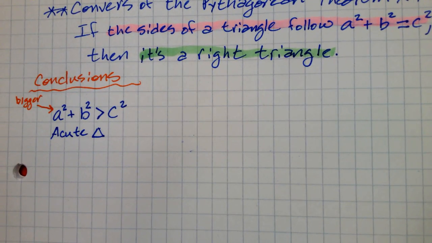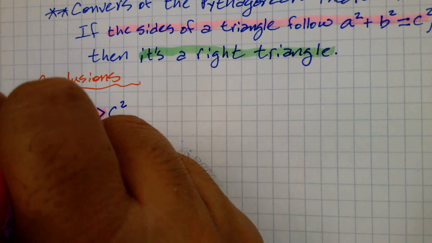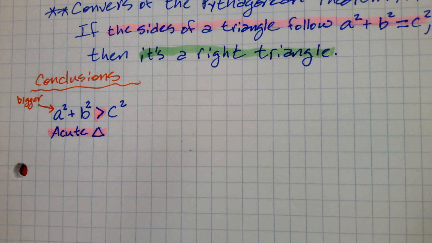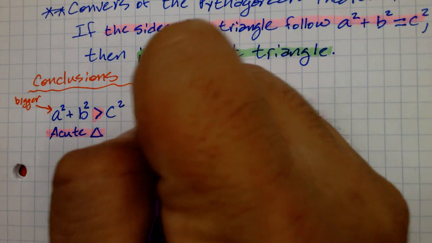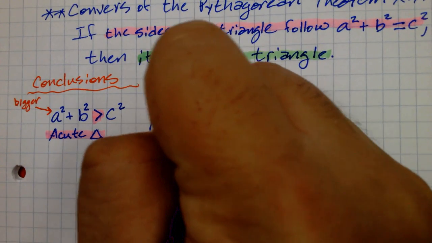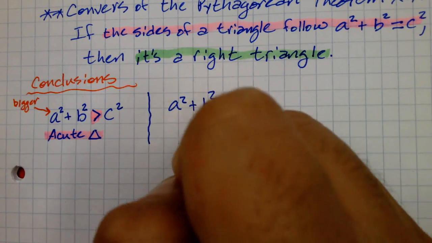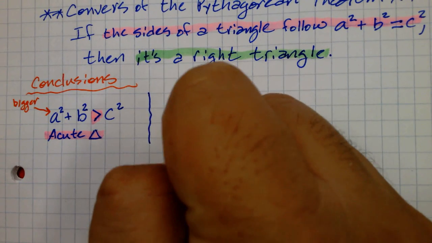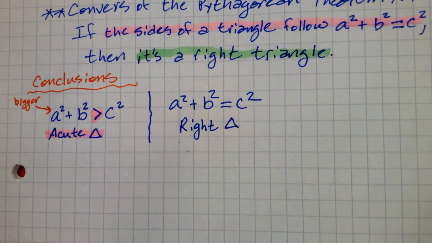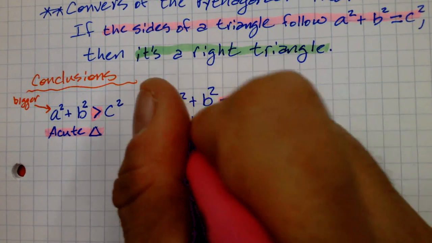So the conclusion here is when it's greater, we have an acute triangle. You all know what an acute triangle looks like, right? All the angles are smaller than 90 degrees. Okay. Then we have, of course, the Pythagorean theorem, a squared plus b squared equals c squared. And that's going to be a right triangle. So the conclusion when it's equal is a right triangle.